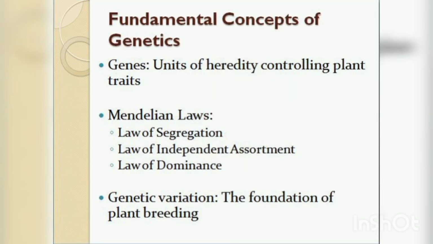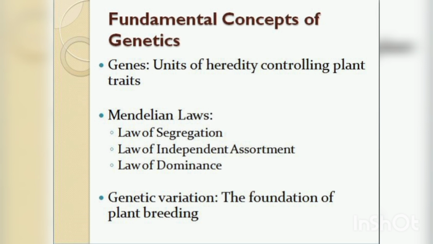Fundamental concepts of genetics. Before we dive into plant breeding, it's important to understand the basics of genetics. At the core of plant genetics are genes, which are units of heredity that determine a plant's traits, such as color, height, yield, and resistance to diseases. Genes exist in different versions called alleles, and they're inherited from parent plants.